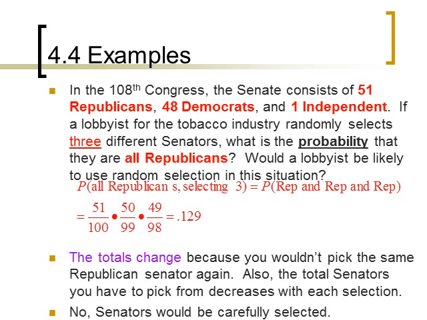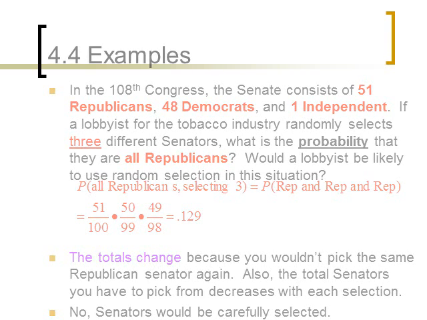So would a lobbyist be likely to use random selection? Well, no, because senators would be carefully selected because not only would they want to get Republicans, but they would also try to get people who would most likely support their cause.